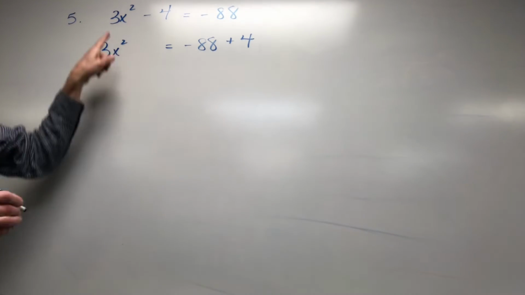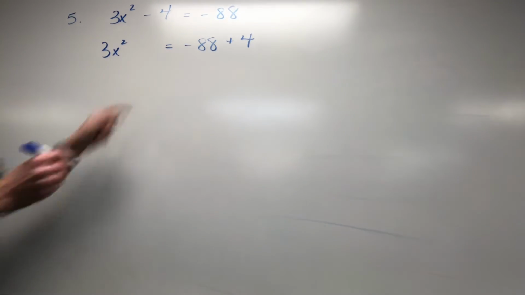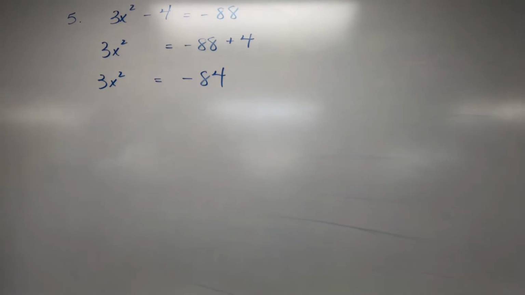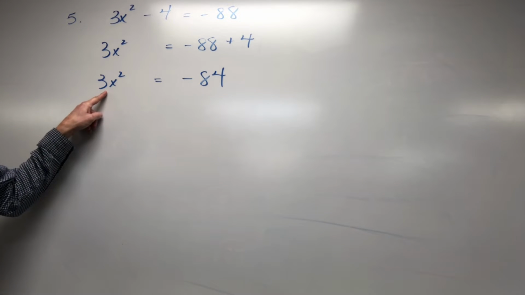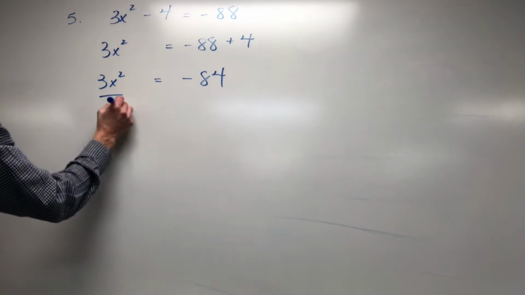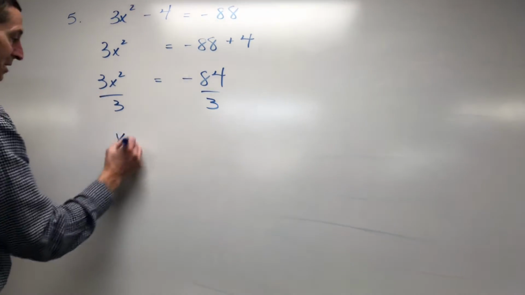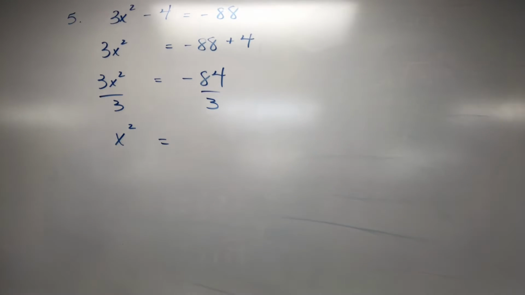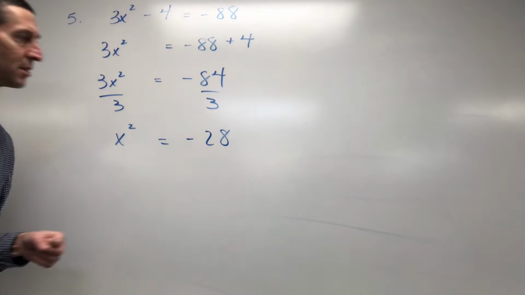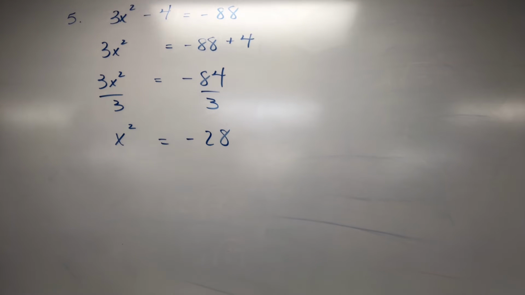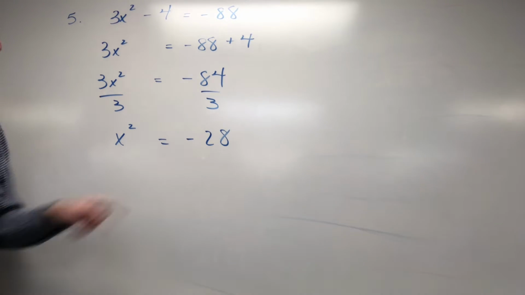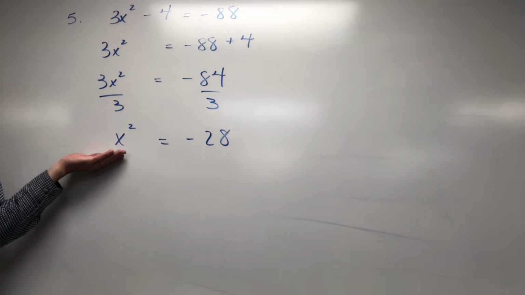So here we go. 3x squared, 4, aha, negative 88. There's a negative 84. Your x squared still has the 3, so it's not by itself until we get rid of the 3. Let's divide it out. Divide by 3, divide by 3. Boom. So you have x squared, you have negative 84 divided by 3. What is that, 28 times? I think so. All right, 28 times will work. So x squared equals negative 28. Now the x squared is all by itself.